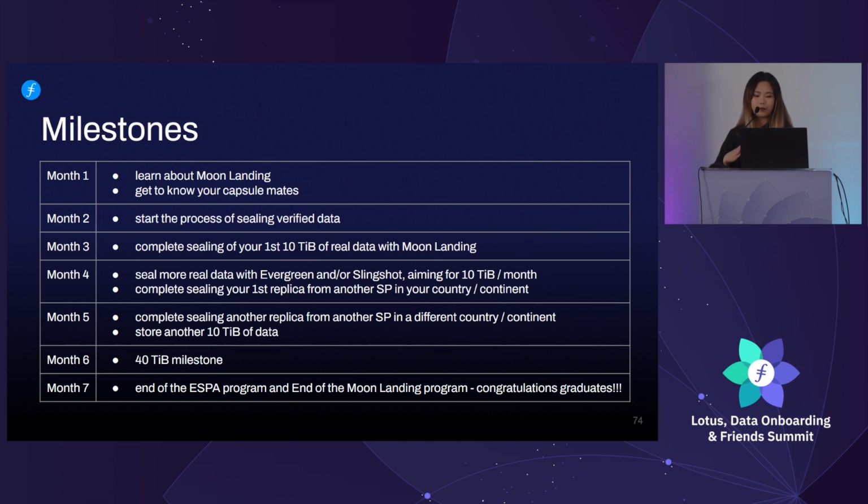You will also learn how to get replicas stored from other SPs. That's going to be month 5, and then in month 6, you reach another milestone, and month 7 is when we think you can graduate from the Moonlanding program and go run with all the tools and technical skills you've learned and go seal more verified deals.